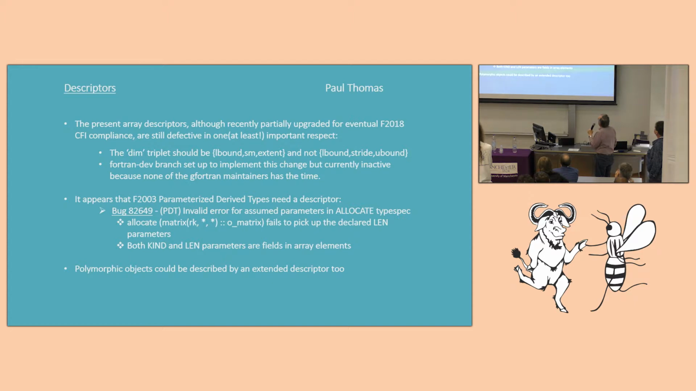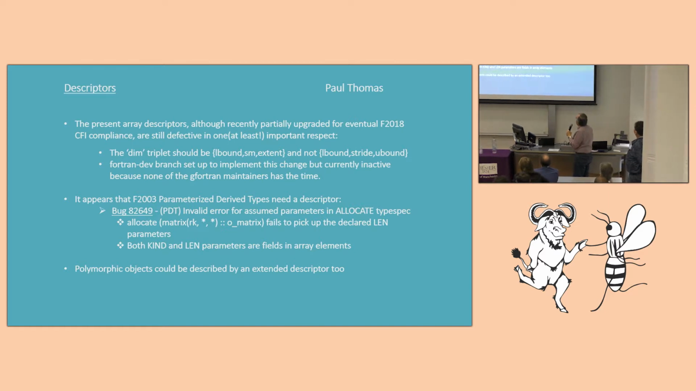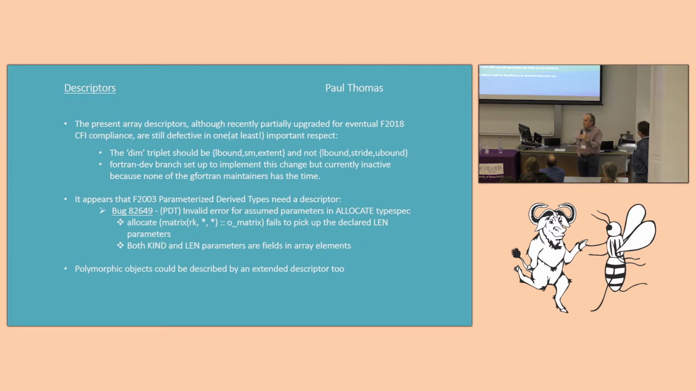We are heading towards eventual F2018 C Fortran interoperability compliance, which means that we have to change what is called the dimension triplet, which at the moment consists of L-bound, stride, and U-bound, into L-bound and then the stride measure and extent, which are measured in bytes rather than in words. So this is something we've got to do sometime.